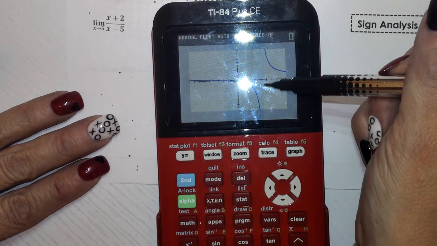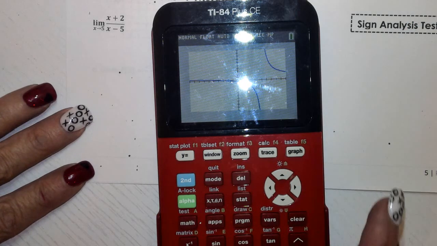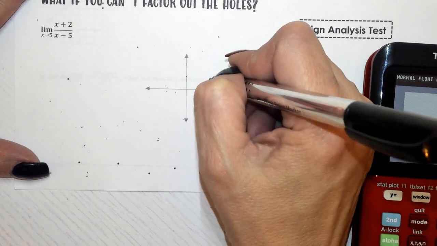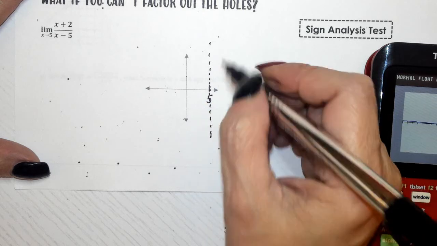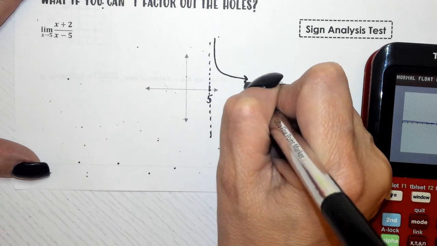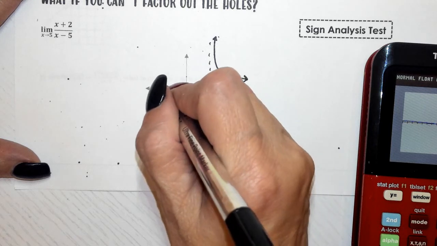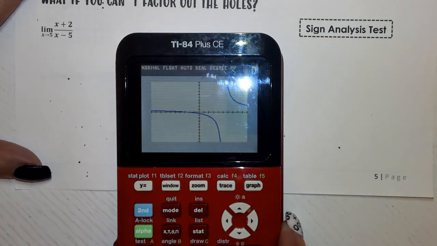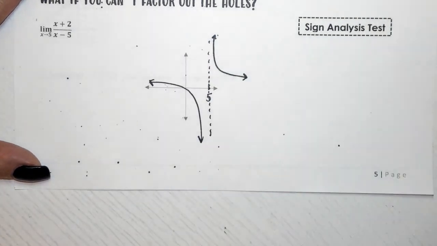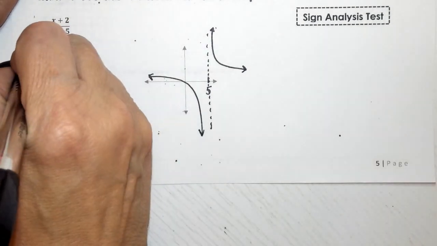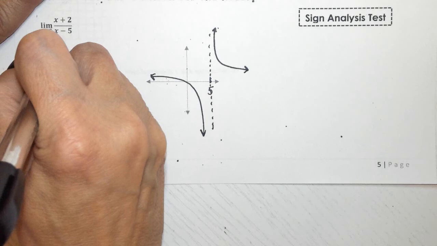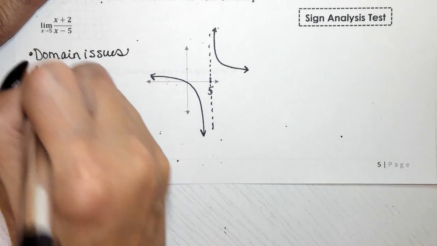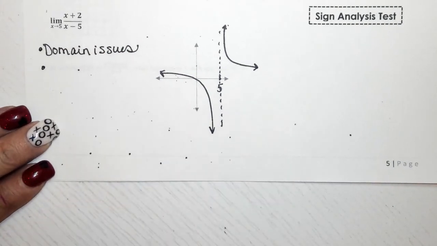Okay. I know that there's something going on here at 5, right? I can see that there's domain issues. So I can see over here at 5, I can see clearly that my graph does something like this, and then it does something like this. My graph's got some issues going on. That's what it looks like. Okay. So it's like, what is going on? So I'm going to put a note over here, and I'm going to say this has some domain issues. I can't factor it out. It's not a hole. We definitely have an asymptote.